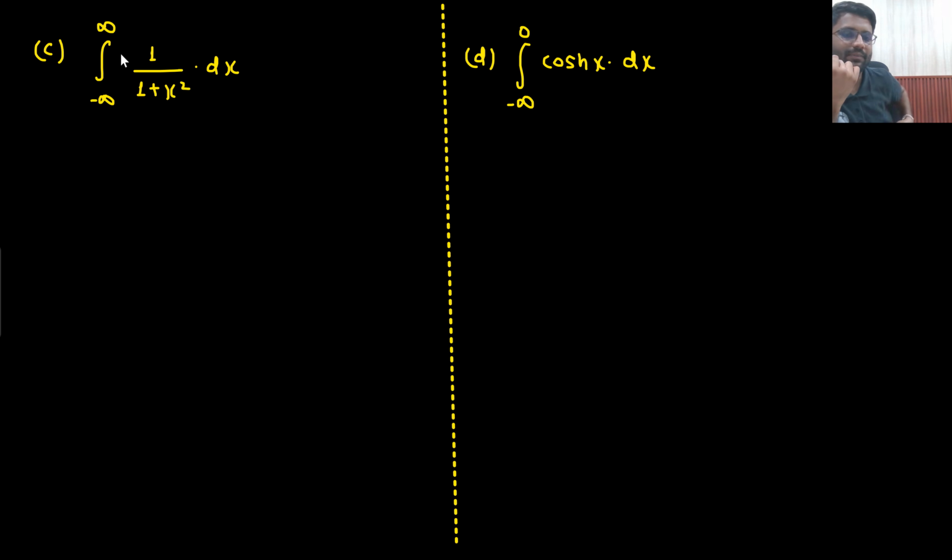Let's solve this example: 1 upon 1 plus x square. Is there any point of discontinuity? Discontinuity would be when x square plus 1 becomes 0. There is no real number for which this becomes 0. X square plus 1 will always be positive, greater than or equal to 1. So there is no real number for which it will become 0.